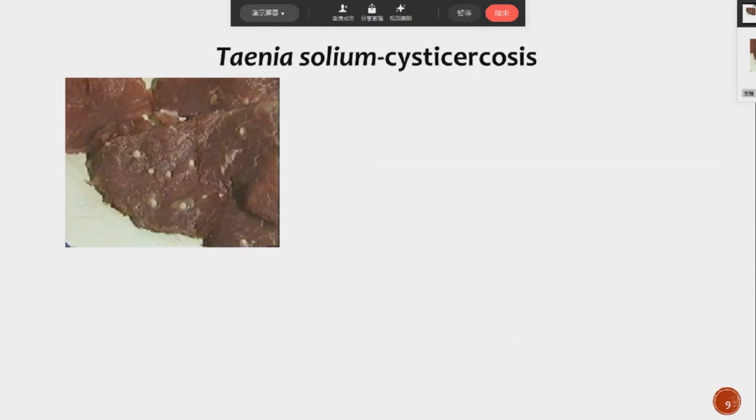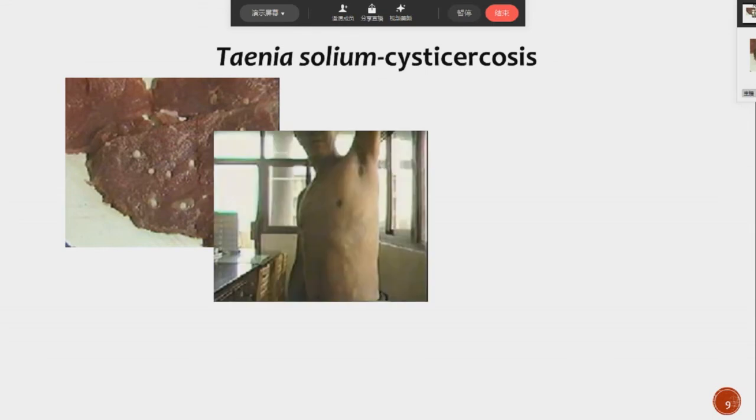The disease we call taeniasis. Taeniasis is the adult Taenia solium or Taenia saginata parasitizing, and we call both taeniasis. These types of tapeworms can grow up to several meters in our small intestine, but the clinical symptoms are so mild, maybe asymptomatic. But the larval stage of this parasite can cause severe disease in humans. In this pork, we can see that they have the larvae, and the larvae can also parasitize in our muscles, or maybe in the subcutaneous tissue.